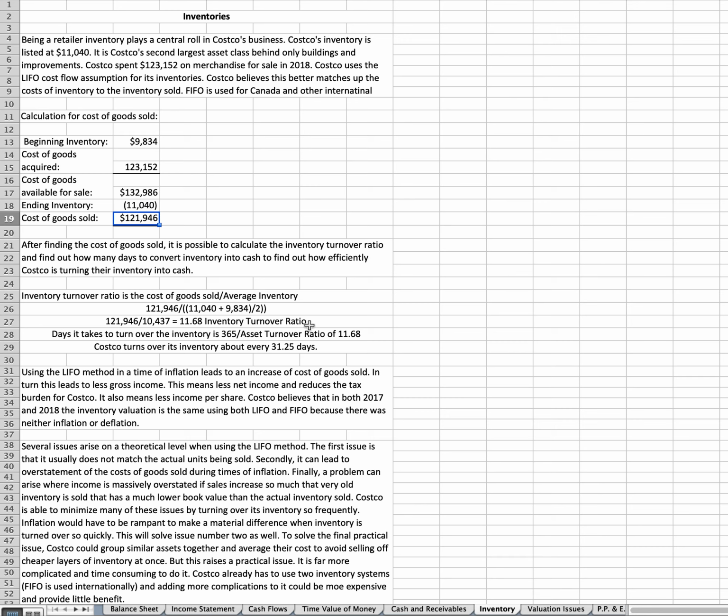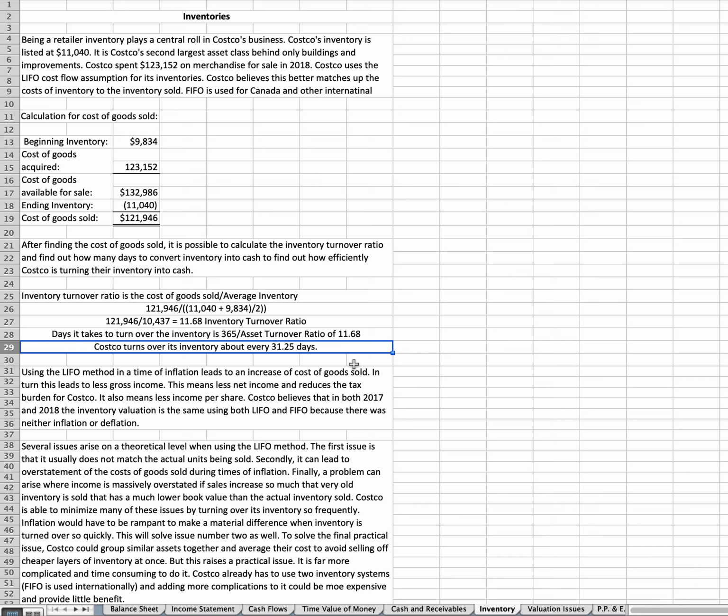Costco's inventory turnover ratio was 11.68, or 31.25 days. Costco uses the LIFO method as the cost flow assumption, and this can lead to several problems. The first issue is that it does not always match the units that are sold in the books to the units that go out the door. So that's not a realistic representation.